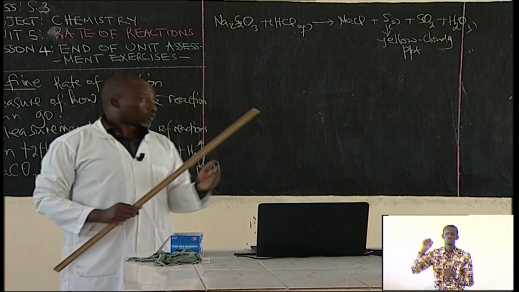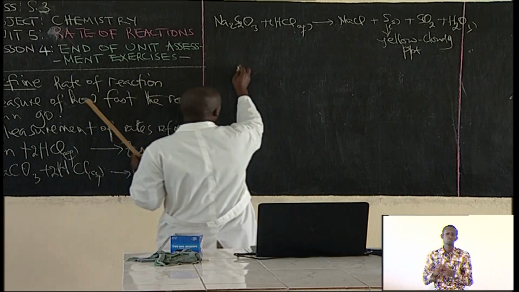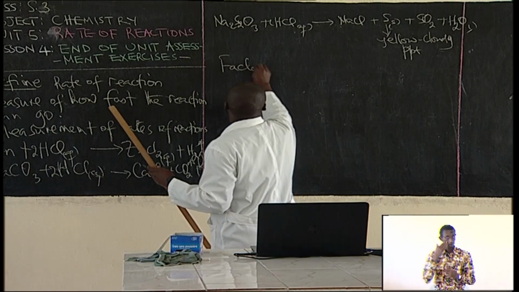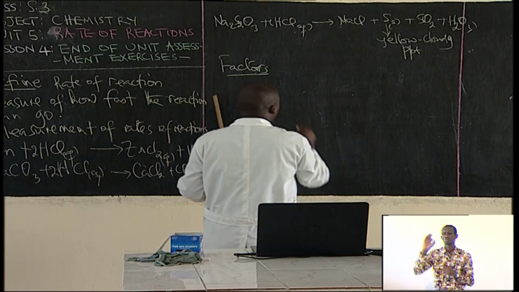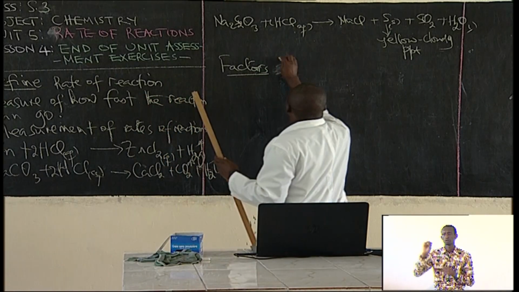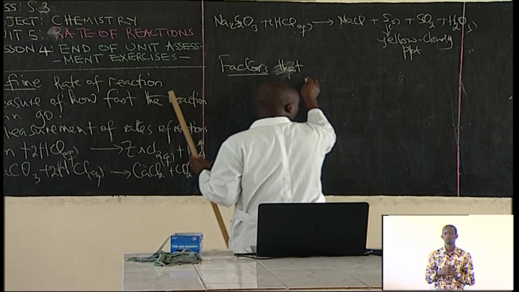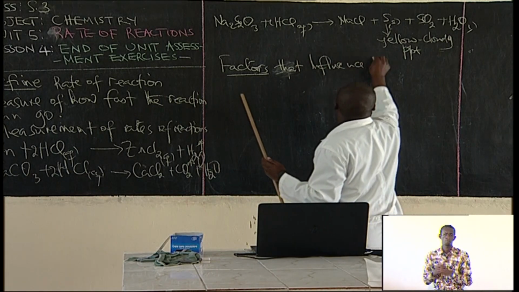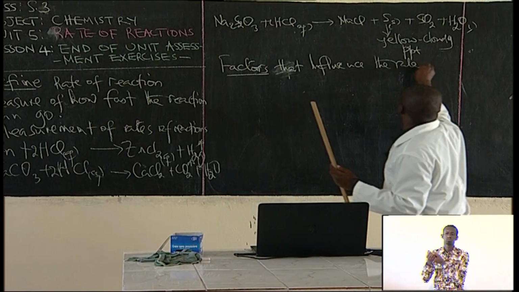So in the second lesson, we were able to look at the factors. Actually, that was the third lesson. We were able to look at the factors that influence the rate of reactions.